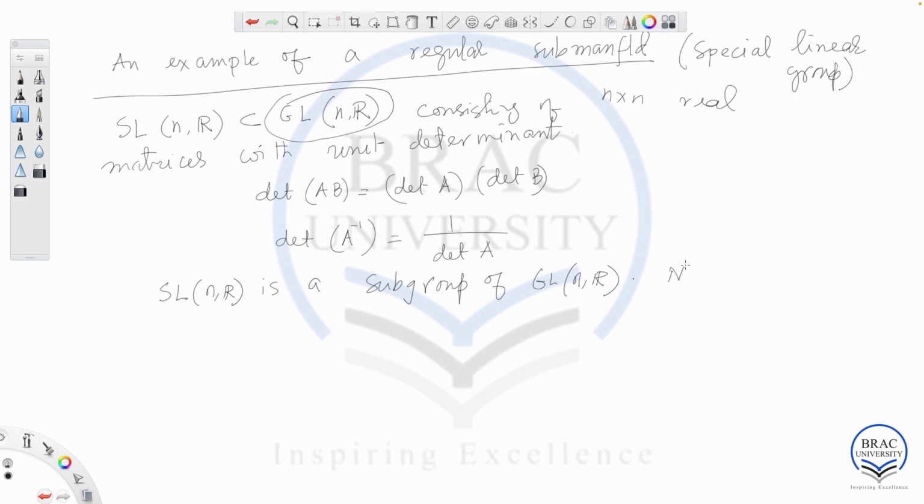Now let f from GL(n, R) to the set of real numbers be defined by f of A is equal to determinant of A.